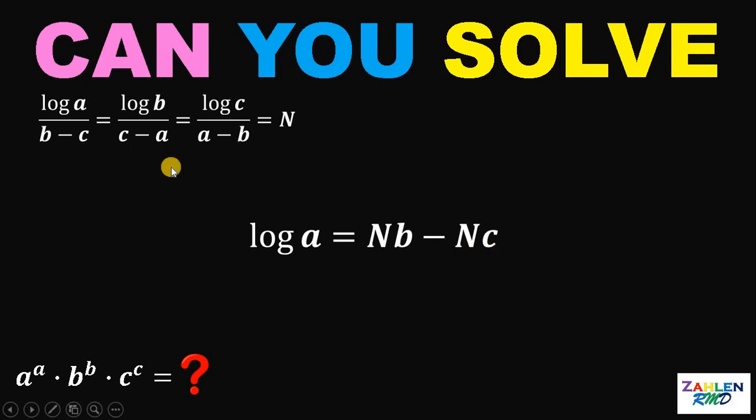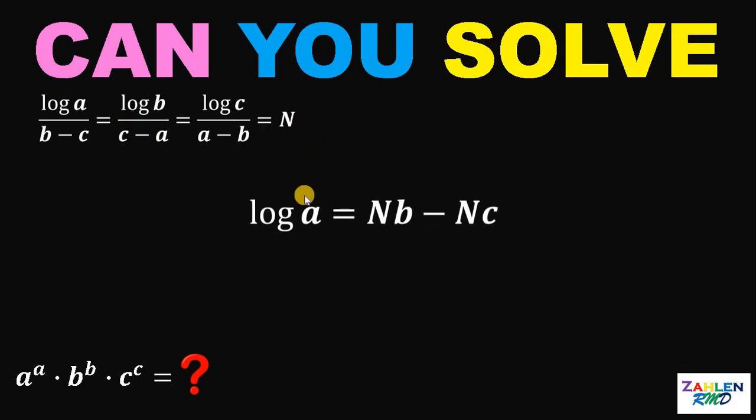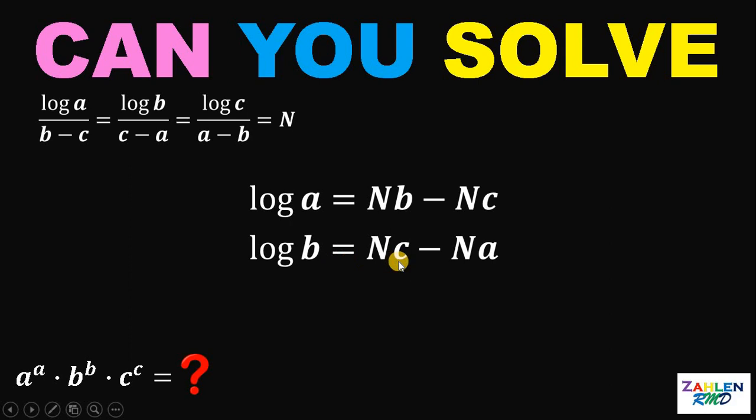Now we will do the same thing to the expression log of b over c minus a equals n. So this will give us log of b equals nc minus n times a. And again, for the last time, we will do the same thing to this equation, log of c over a minus b equals n. So this will give us log of c equals n times a minus n times b.